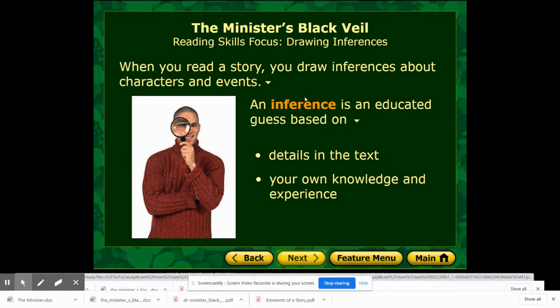Now, when we're reading The Minister's Black Veil, your reading focuses on drawing inferences. This is fiction, and you really have to use your background knowledge and read very carefully the details to infer. When you read a story, you draw inferences about the characters and events. An inference is an educated guess based on details of the text and your own knowledge and experience.